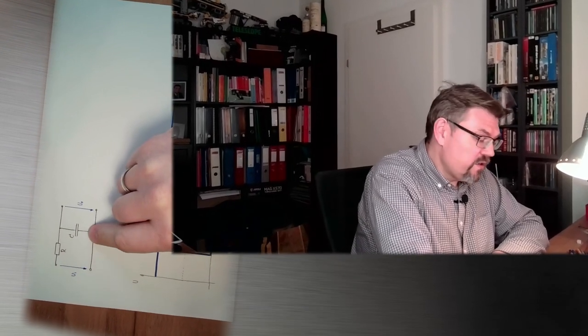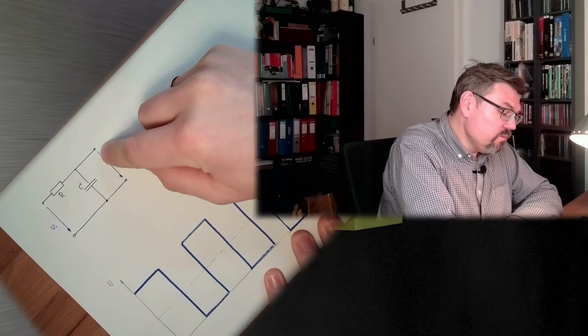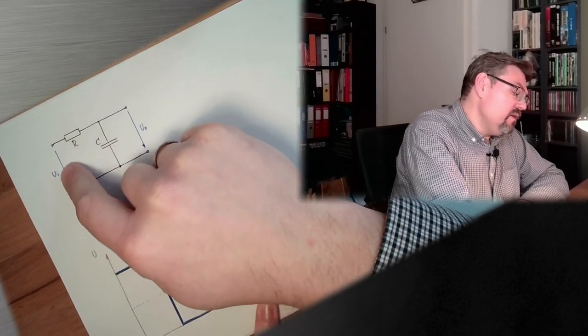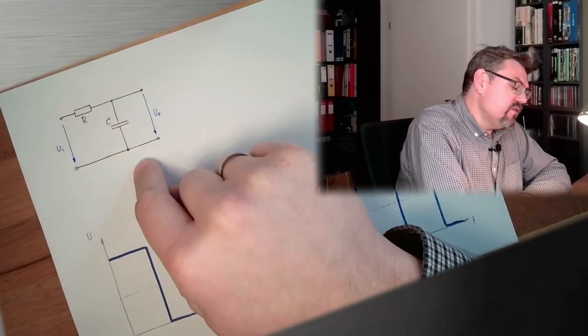Here we see this RC element, you know. This is the R, this is the C, the R in series connection. I have an input voltage, I have an output voltage somewhere. So the output voltage is the voltage at the capacitor, and the input voltage is at the series connection.